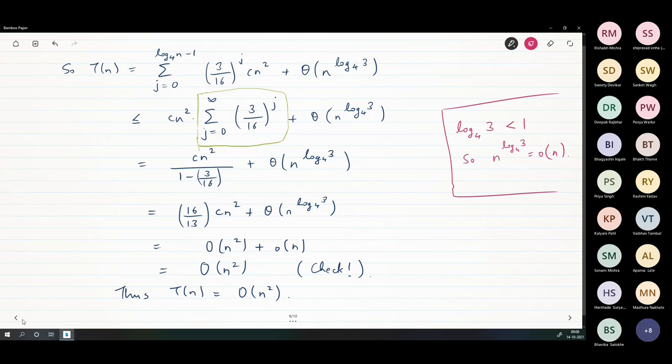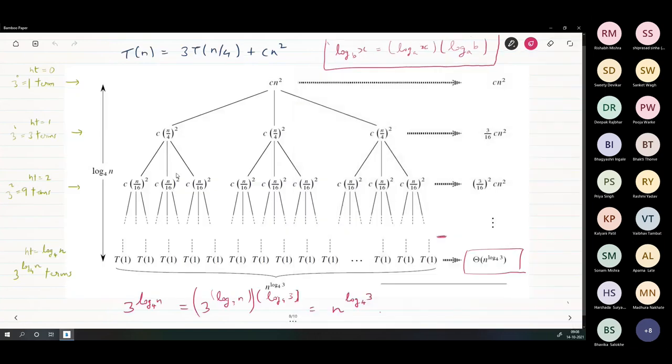So T of n, after writing down all this tree up to 3 or 4 levels based on this equation, we found out the scaling factor which was 1 by 4. Therefore the height is log to the base 4 of n. At each level the costs are cn squared, 3 by 16 cn squared and so on. And at the final level the constant cost T of 1 appears so many times, theta n to the log 3 to the base 4. How did we find that? We looked at this tree. At the 0th level we have 1 term, at the first level we have 3 terms, at the second level we have 9 terms.